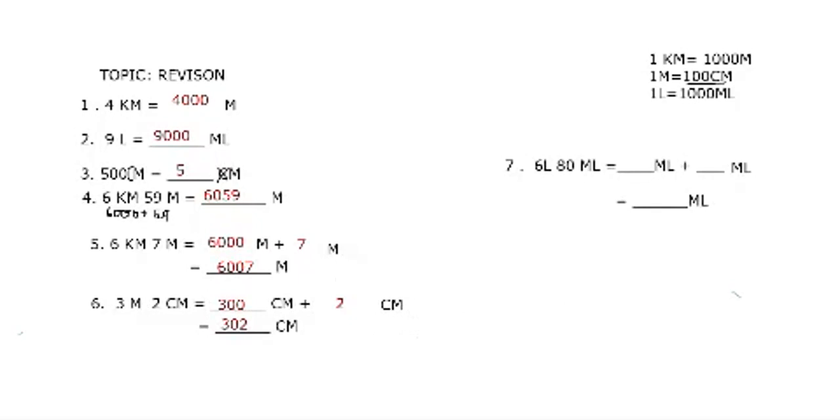Now the answer of 7 blank is 6 liter. 6 liter has 6000 milliliters. So you're going to add 3000. Now the other number 80 will come as it is. It will not be changed. And now after adding these two numbers, your answer will be 6080.